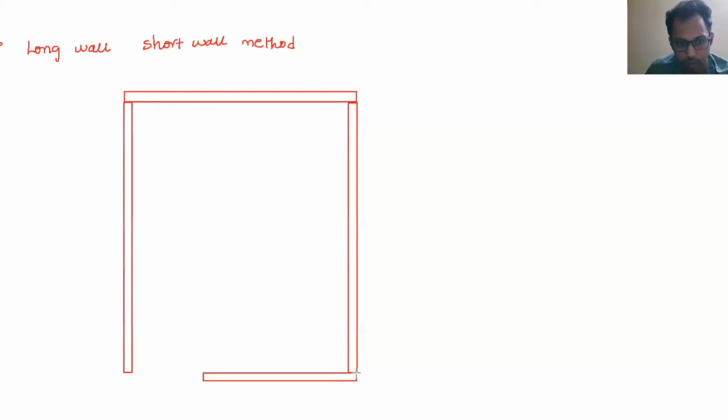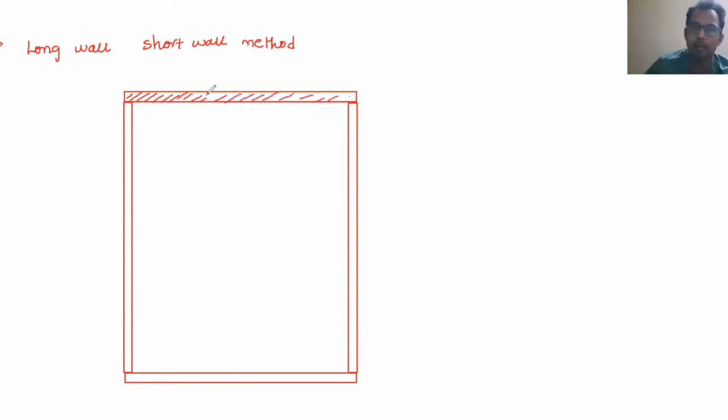This is another wall. So this is a small room where I want to estimate the area. I want to estimate the area of the brickwork. So this is the total. This is the area I need to find.